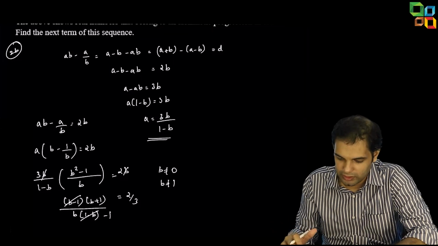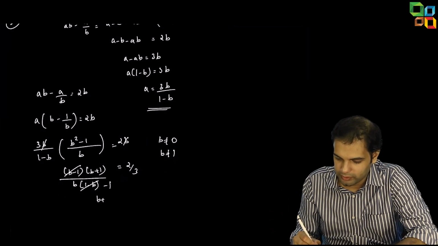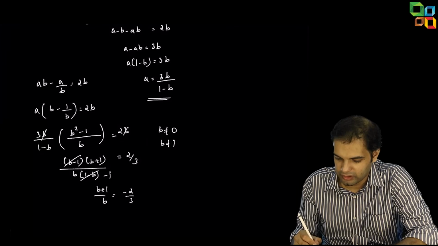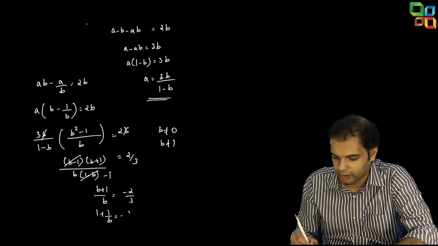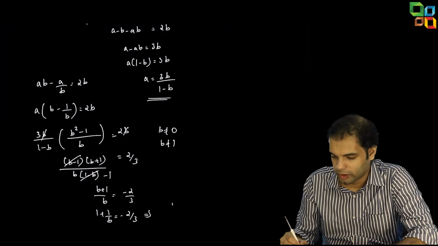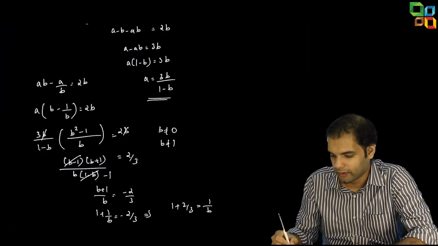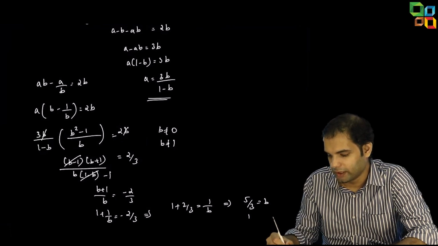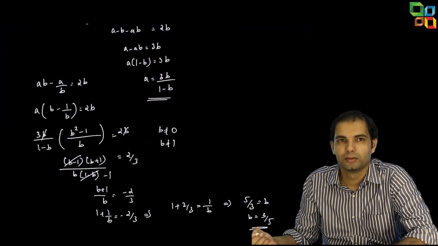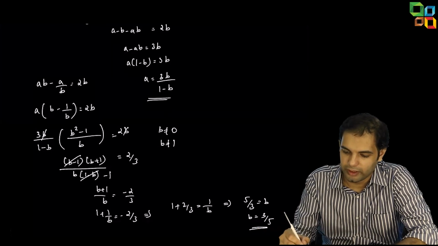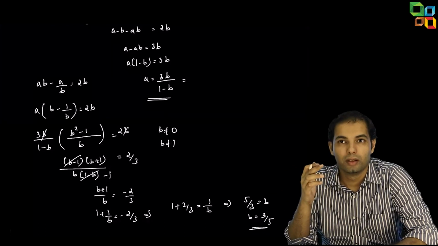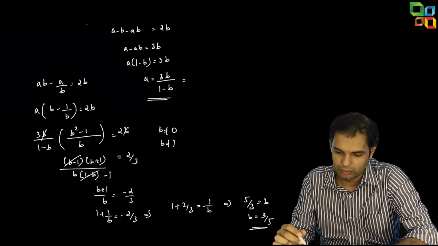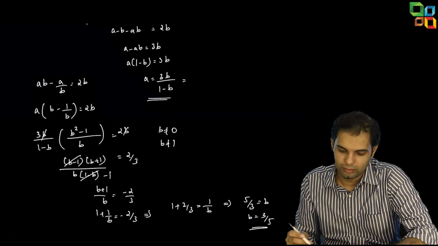Okay. Now, what remains? So B plus 1 by B, this minus sign taking to the other side, is 2 by 3. Just solve this. This is 1 plus 1 by B is minus 2 by 3. Or 1 plus 2 by 3 is 1 by B. Or that implies what? 5 by 3 is B. Or B is 3 by 5. You got B. All you have to do is find out A. So A is already what we have.